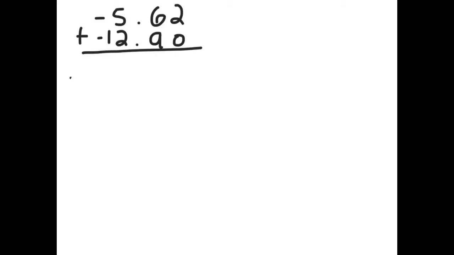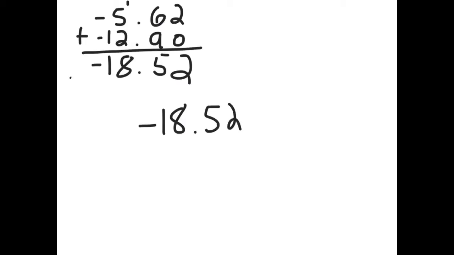To solve this problem, first you need to bring the decimal down. Then add 2 plus 0 and 6 plus 9. And then you would add 5 plus 1, which would be 6, and 6 plus 2 to be 8. And then 0 plus 1 would be 1. And then you would add the negative sign. So your answer would be negative 18 and 52 hundredths.